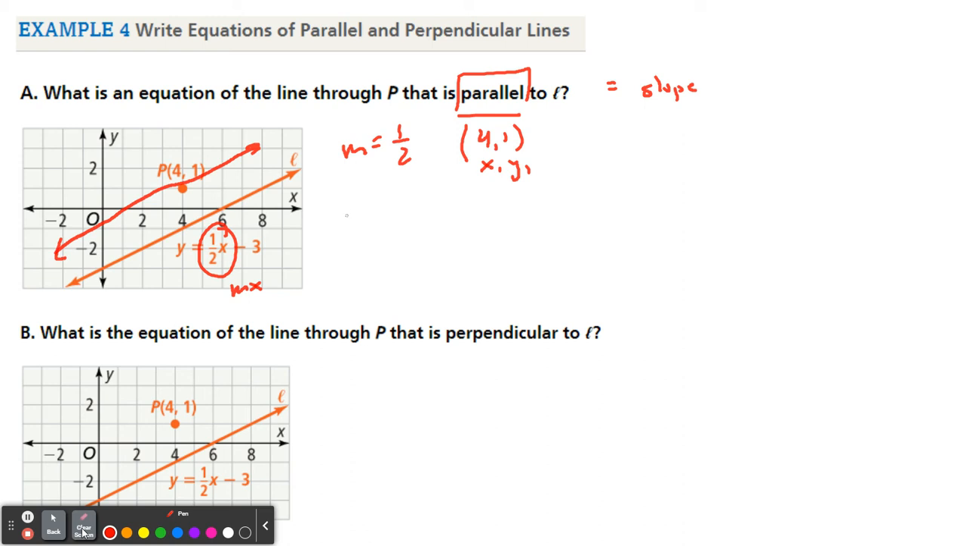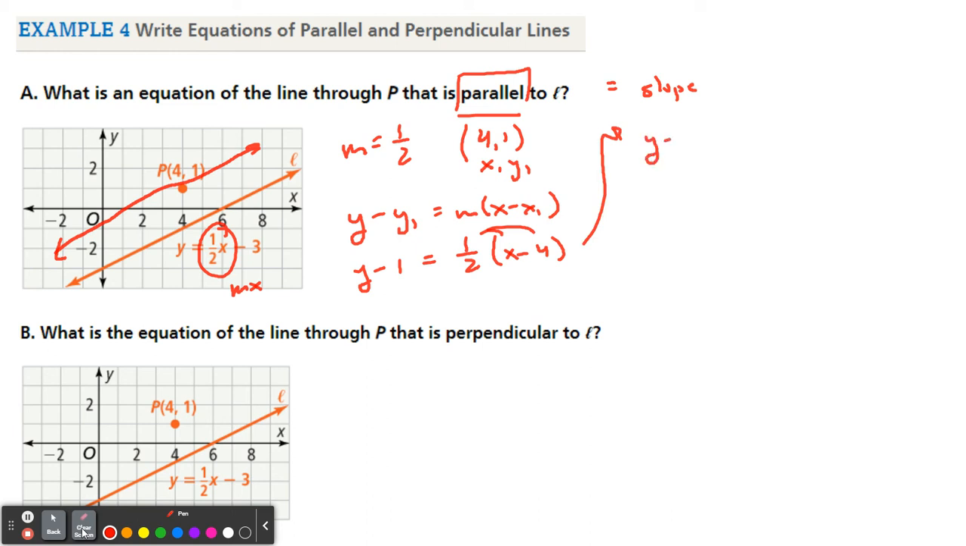Okay. All right, so point slope form, y minus y1 equals m times parenthesis x minus x1. So we're going to do y minus, and y1 is 1, equals m is 1/2, x minus, and x1 is 4. We're going to go ahead and distribute the 1/2. So y minus 1 equals 1 half x. 1 half of negative 4 is negative 2. And we'll add 1 to both sides. y equals 1 half x. Negative 2 plus 1 is negative 1. And there we go. There's our equation.